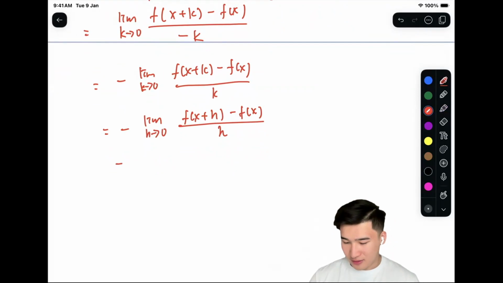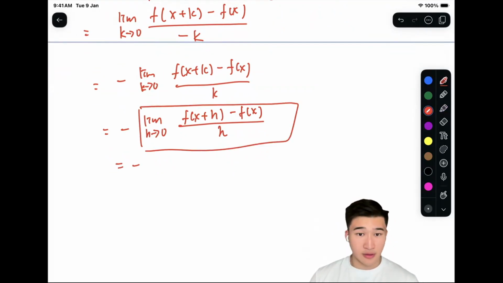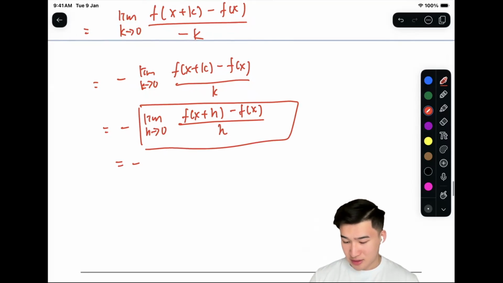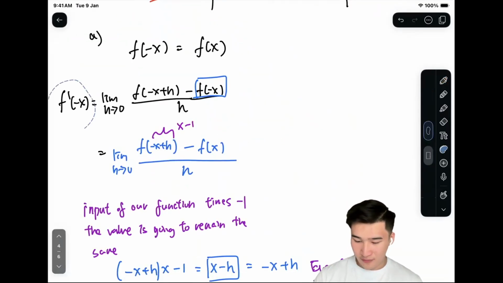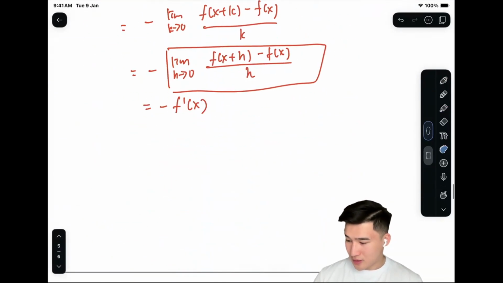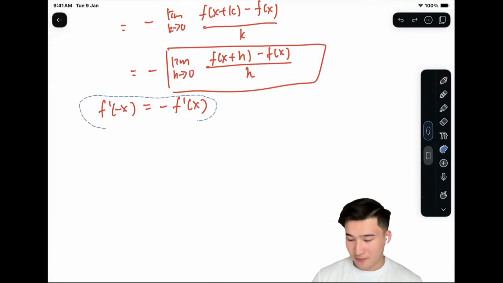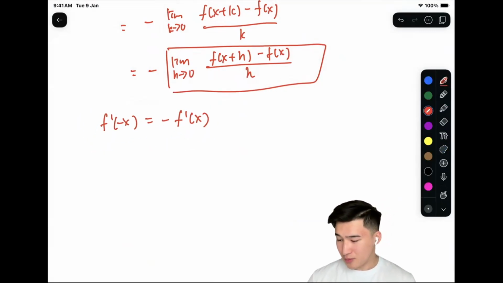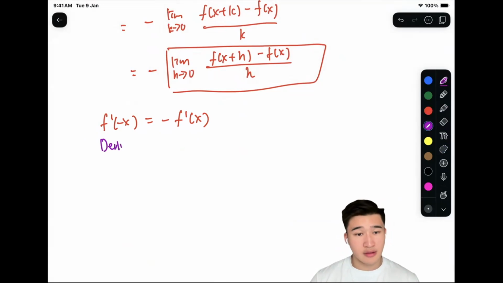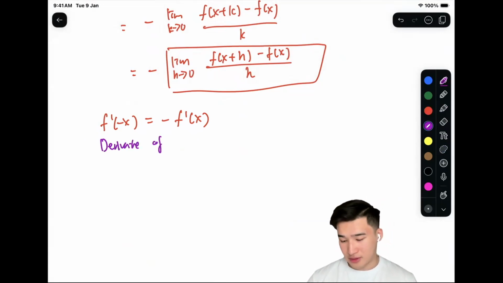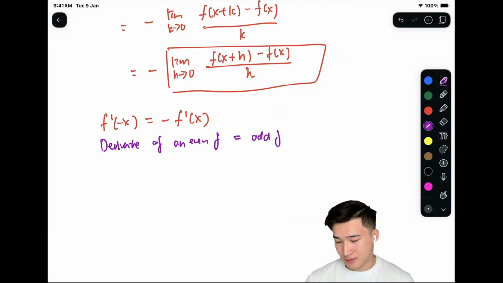And so we understand this one is equal to the entire derivative here. If we look at this, what is that going to be equal to? It's just going to be equal to f prime of x. So we know that from here, we have the f prime of negative x, which is equal to all of these. So we can write our f prime of negative x is equal to our negative f prime of x. So we proved that the derivative of an even function is equal to an odd function.